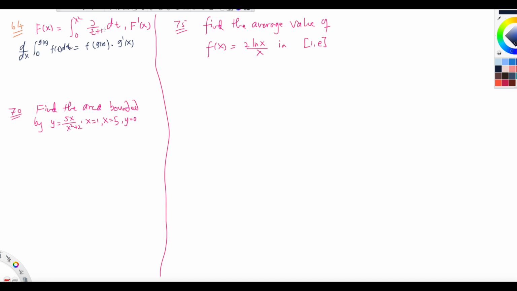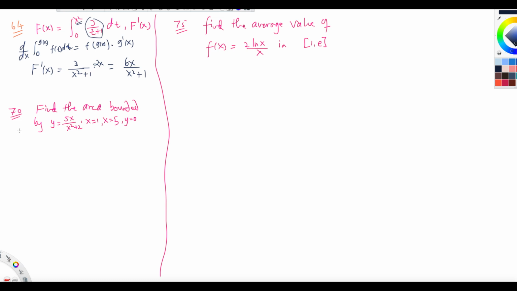So this is like f, this is like f, right? This is like g, right? So in f, wherever there is t, you replace it by x squared. So the f prime of x will be 3 over x squared plus 1, okay? And then times g prime of x, the derivative of that, which will be 2x. So the final answer is 6x over x squared plus 1.